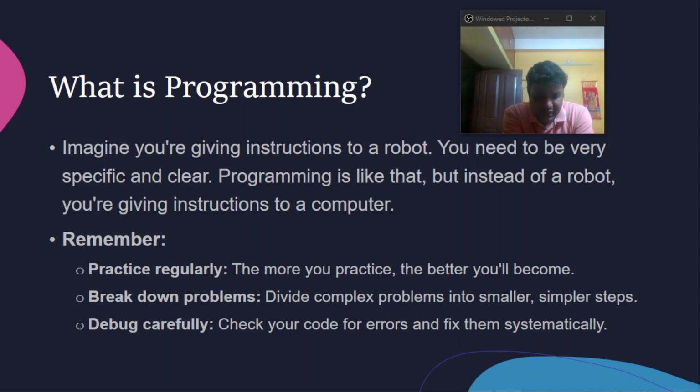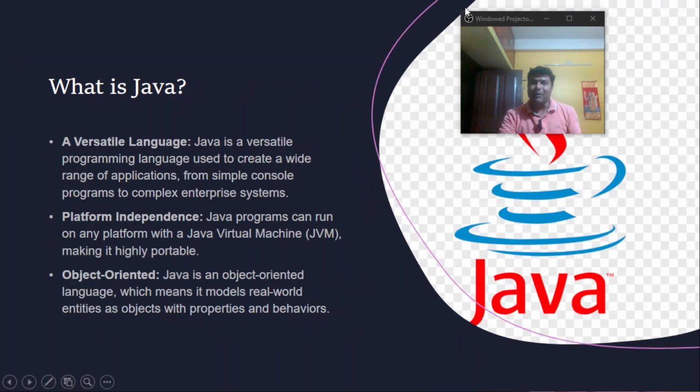Okay, but remember, there are 3 points regarding programming, such as you must practice regularly. Second one, break down problems. And third one, debug carefully. If we follow these 3 key points, you will be better in programming or coding. Got it? Then, what is Java?